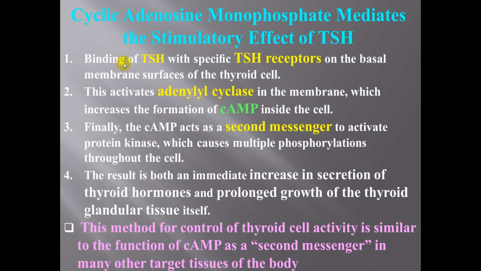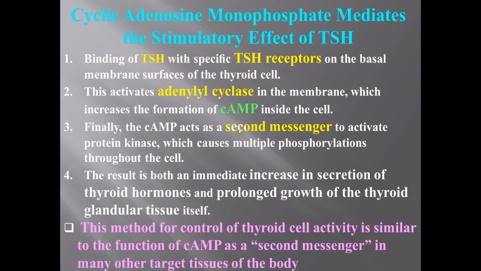Binding of thyroid stimulating hormone with the specific thyroid stimulating hormone receptors. The most important thing is that the first step is the binding of the complex between hormone and receptor on the basal membrane surface of thyroid cells. Okay, the effect of TSH is by binding with the receptor. This activates the adenylyl cyclase enzyme in the membrane of the cuboidal cell, which increases formation of cyclic AMP inside the cell.